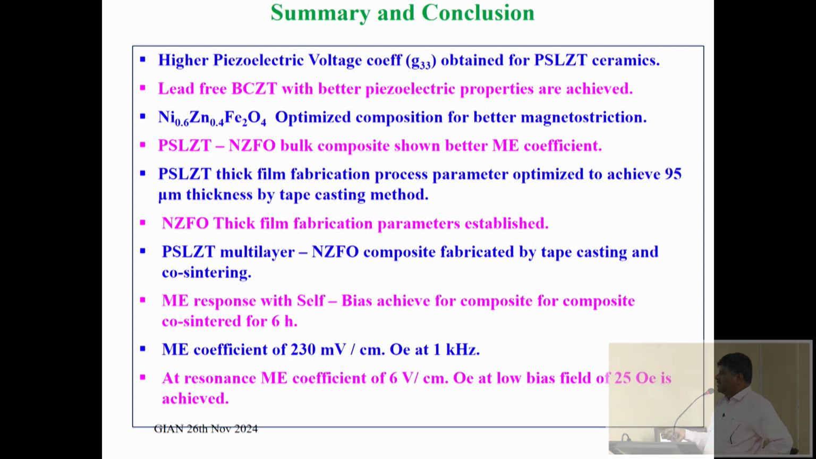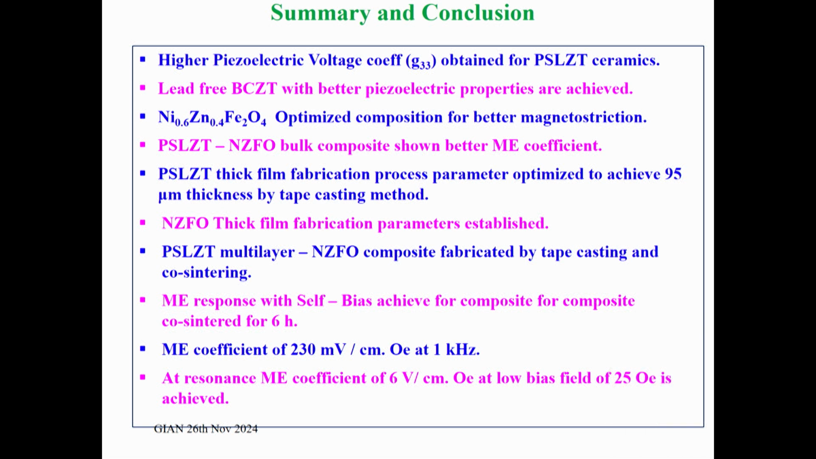So the point to be told is that we could get 6 volt per centimeter per oersted at a low bias field of about 25 oersted for this kind of structure. This is what we want.